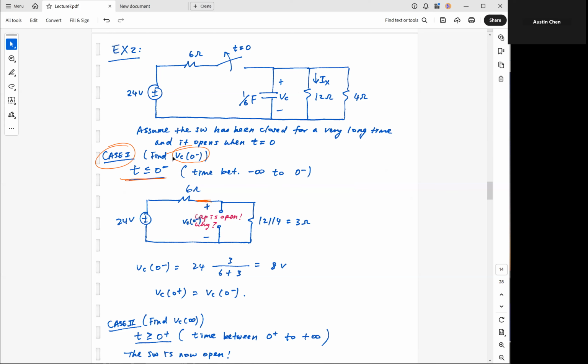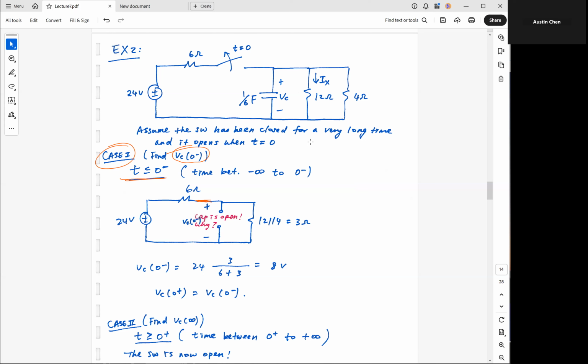For the case before the switching event, we need to find VC at 0 minus. To find VC at 0 minus, there is one assumption that we need to make: before the switching event, we assume that this entire circuit has been sitting there for a long time already. So we assume that the switch has been closed for a very long time, in a closed position, before the switching event, and it's only going to open up when t is equal to 0.